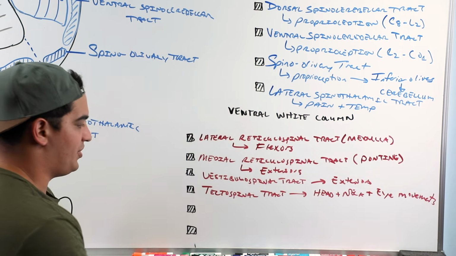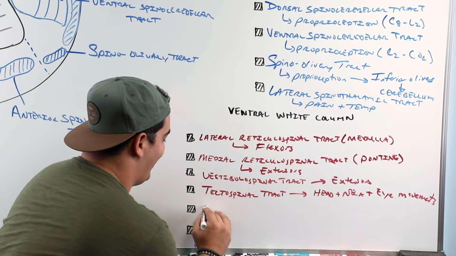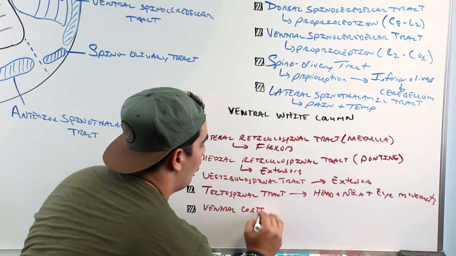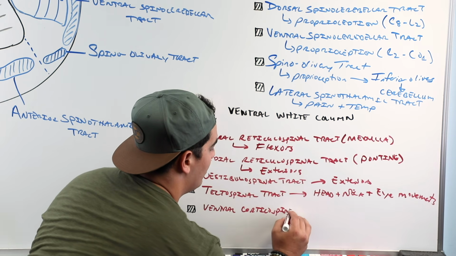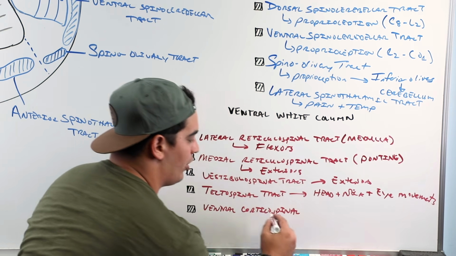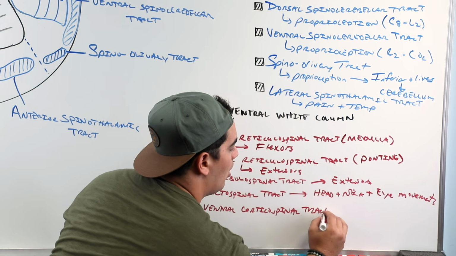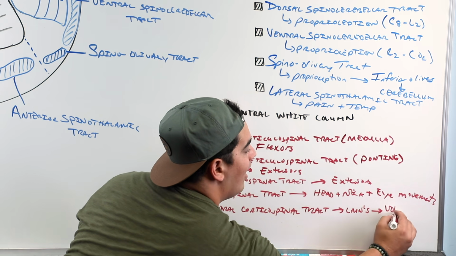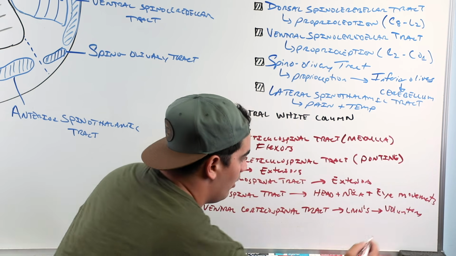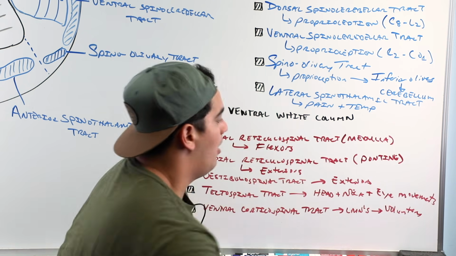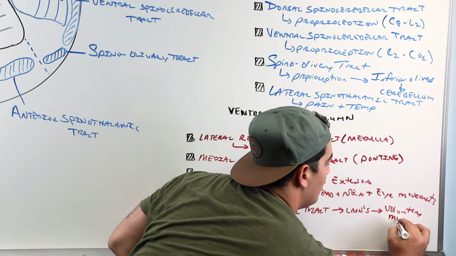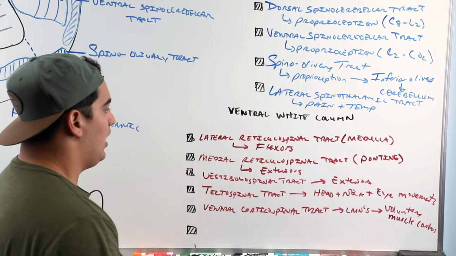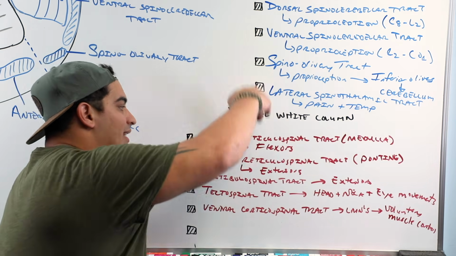Boom. All right. The last one here is your ventral or anterior corticospinal tract, right? So it's the same thing. Anterior ventral corticospinal tract. That was also going to stimulate lower motor neurons for voluntary muscle control. What type of muscle? Skeletal muscle control. Boom. That covered all of the descending tracts.